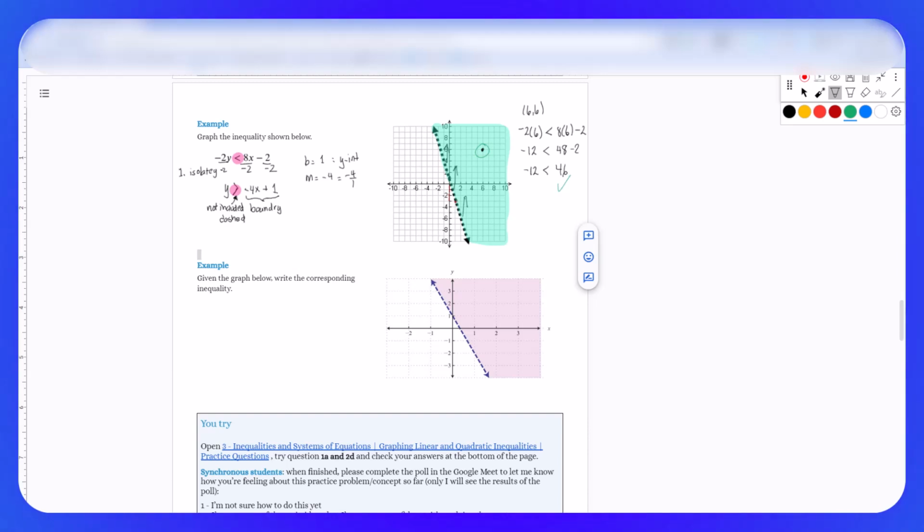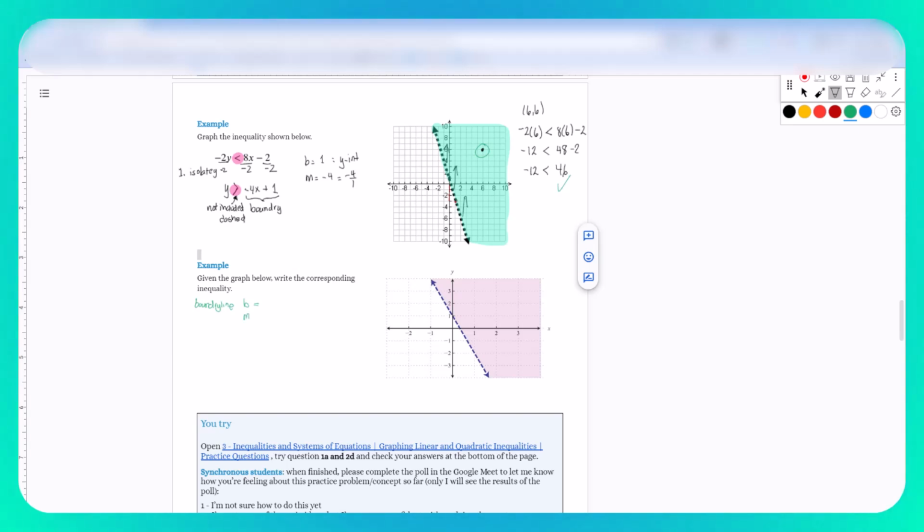Let's look at the next example. In this one, we've been given the graph and we want to determine the inequality. So that must mean we first have to determine the equation to the boundary line. So we need to find the boundary line first, which means we need to know the y-intercept and we need to know the slope.